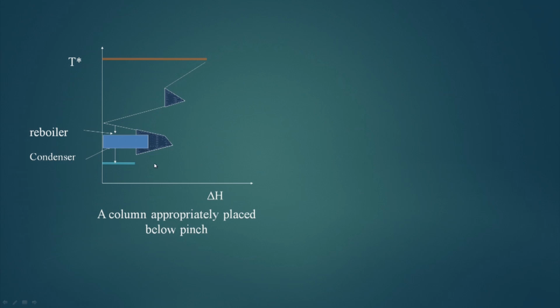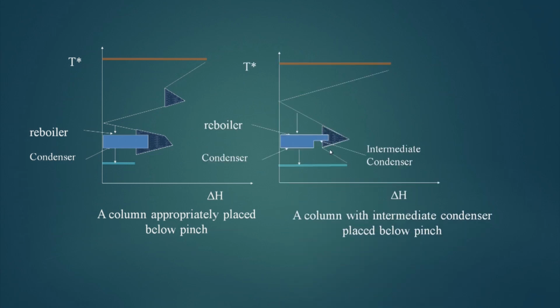So, it is going to take heat from this portion and give heat to the cold water. Now, we can also integrate like this. Here in the distillation column, the intermediate condenser is being used. So, a column with an intermediate condenser placed below the pinch.